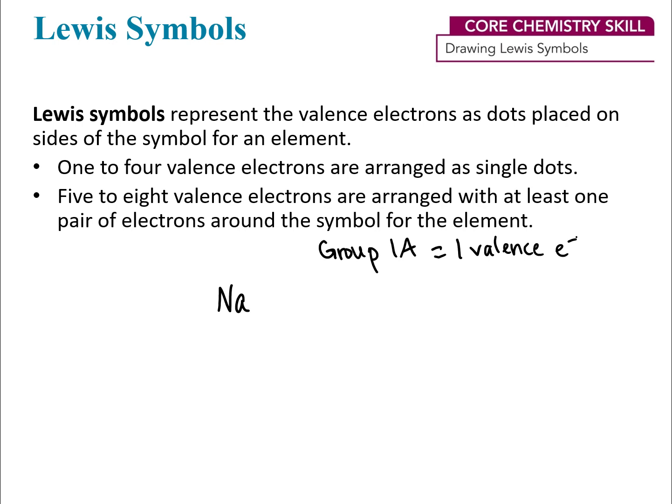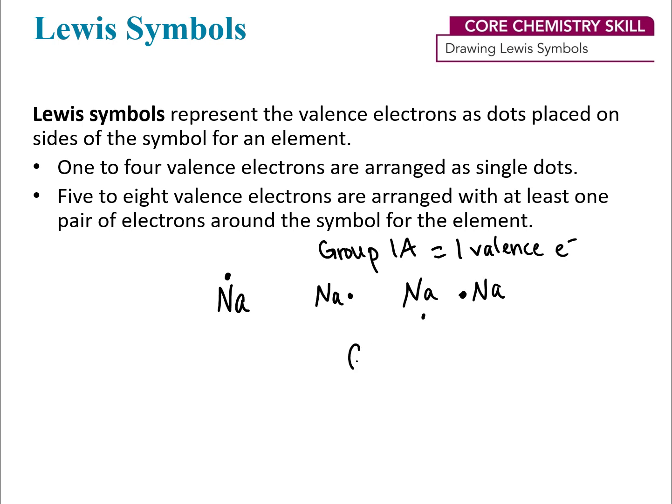Anytime the number of valence electrons is 1 to 4, you just arrange the electrons as a single dot. So you can put a single dot there, or there, there, or there. Same thing. There's 1 electron. That's what you're showing.